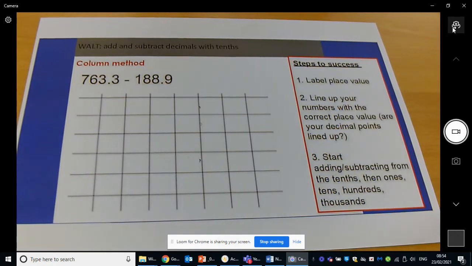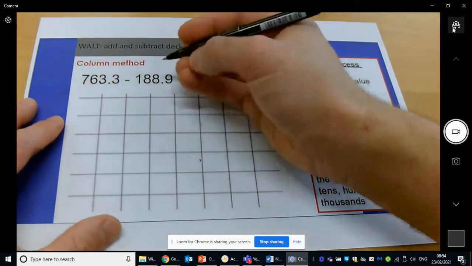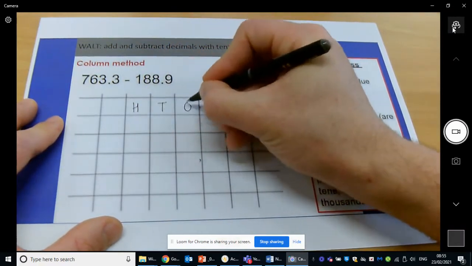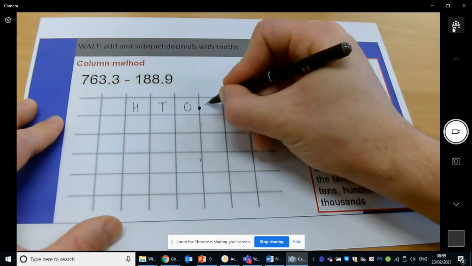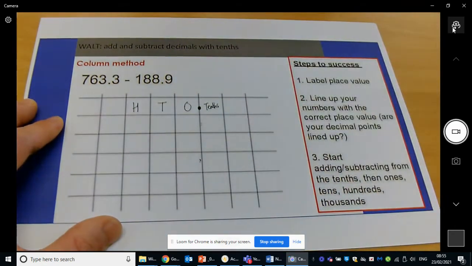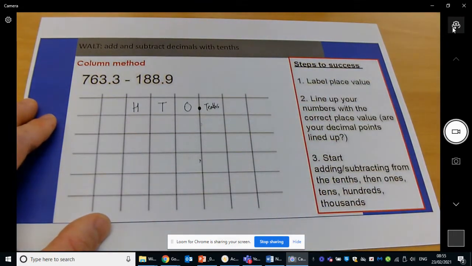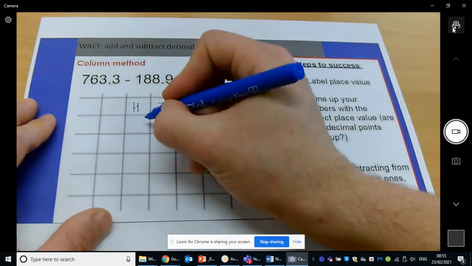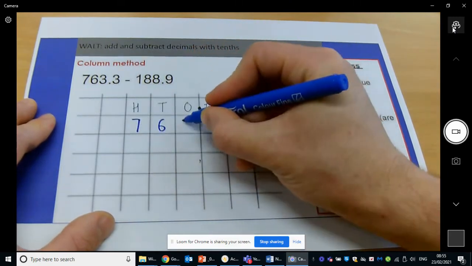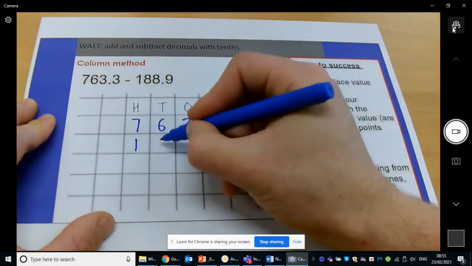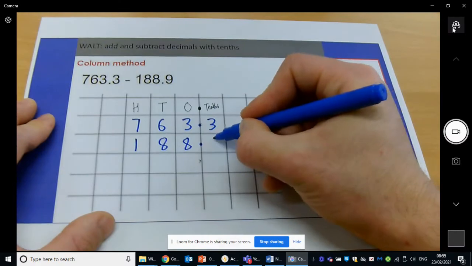Okay, so hopefully you have finished this question. Let's get started. So hopefully you guys remember to label the place value. Again, we're not going higher than hundreds today. Hundreds, tens, ones, decimals. Now, I'm betting that at least some of you will have been forgetting to put your decimal point in, but we'll see how you get along with that. Then we need to line up the numbers with the correct place value. 763.3, 189.9.